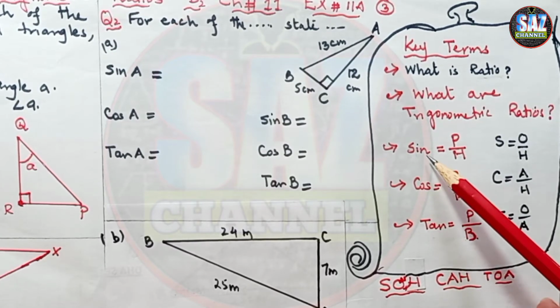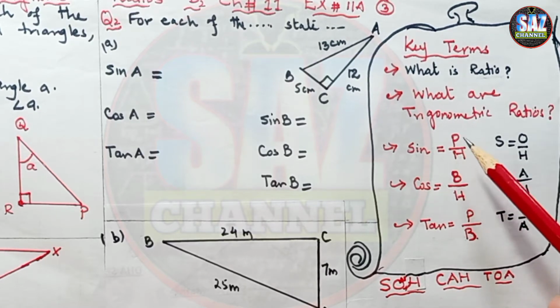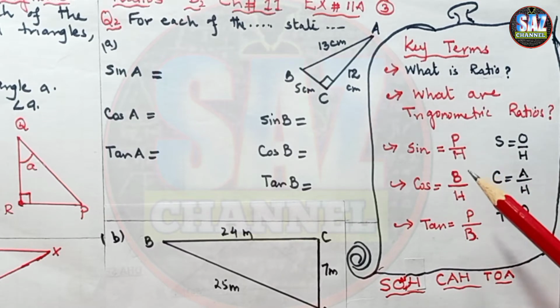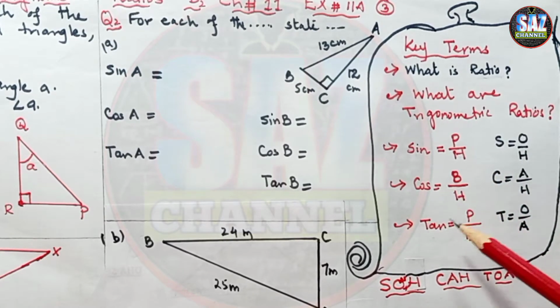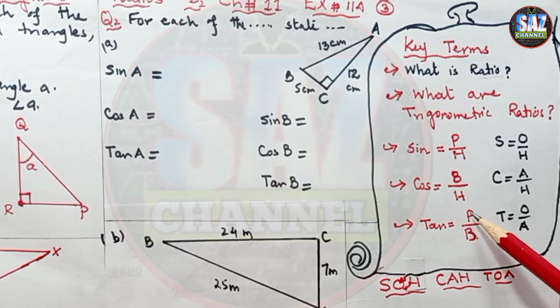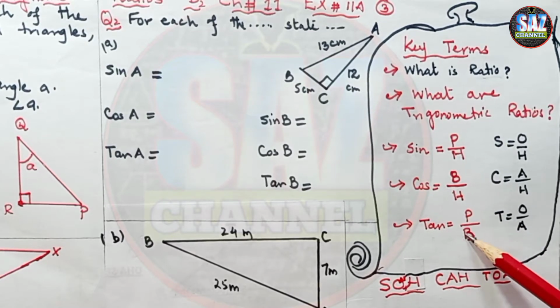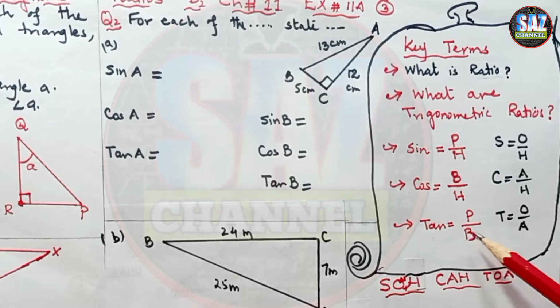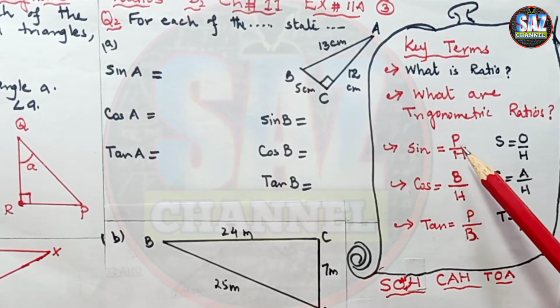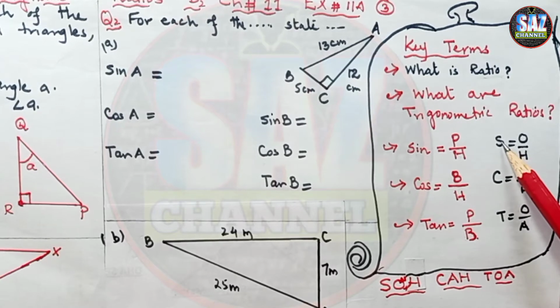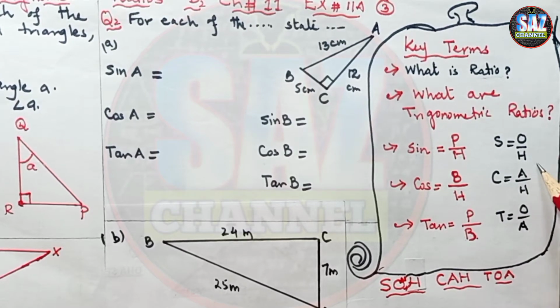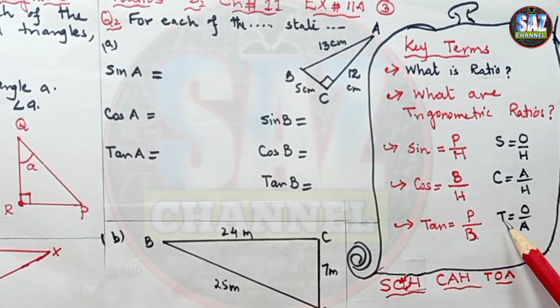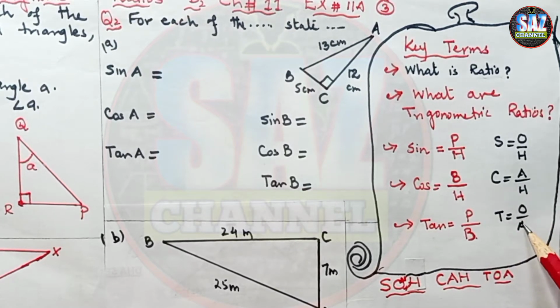In order to write down the trigonometric ratio sine, we have to take the ratio of perpendicular and hypotenuse. Then for cos, base upon hypotenuse, and for tangent, we have to take the ratio of perpendicular and base, with the reference of that given acute angle. Or you can keep these formulas in your mind this way as well: sine is opposite upon hypotenuse, cos is adjacent upon hypotenuse. Two of the ratios have the hypotenuse as the base, and tangent equals opposite upon adjacent.